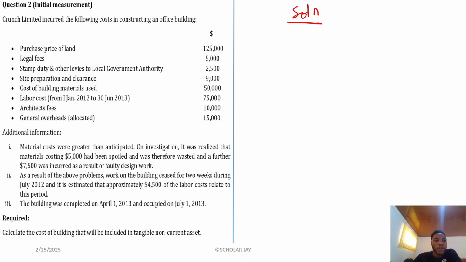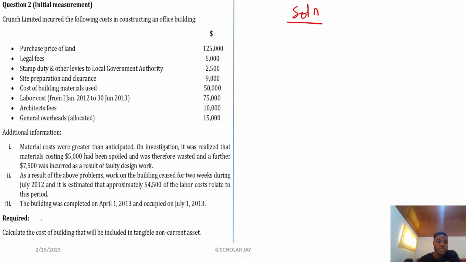Question 2. Crunch Limited incurred the following cost in constructing an office building. So these costs are being incurred, right? Now, we are just supposed to know which ones have to be capitalized and which ones are not supposed to be capitalized, right? Which ones are supposed to be expensed. And right now, we understand when it comes to capitalization.